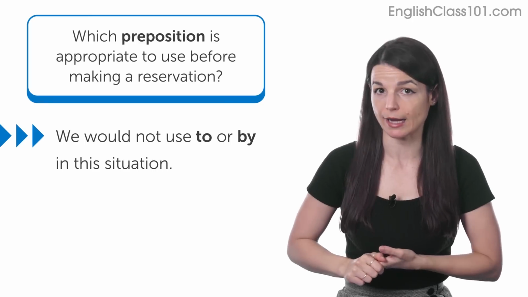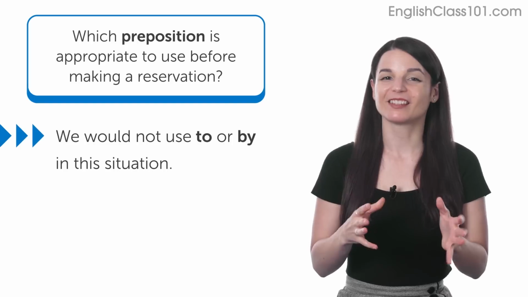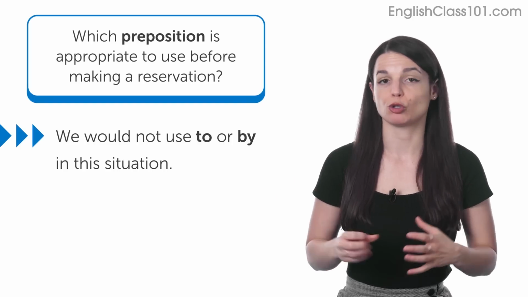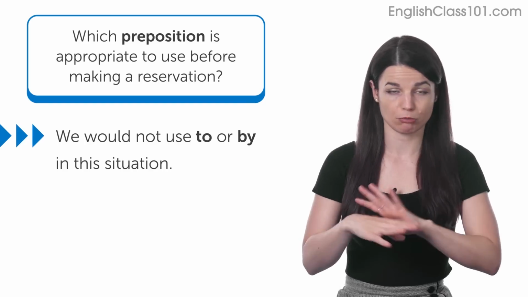We do not use by in any way in this kind of pattern, so you don't have to worry about by. The same thing goes for to. We don't use to talk about making a reservation. I made a reservation to her or to me. Nope, don't use it. Don't worry about it.